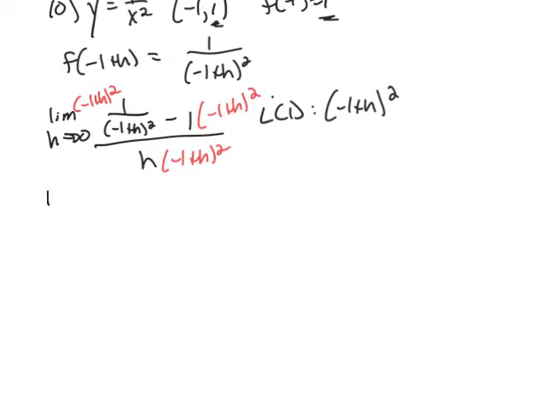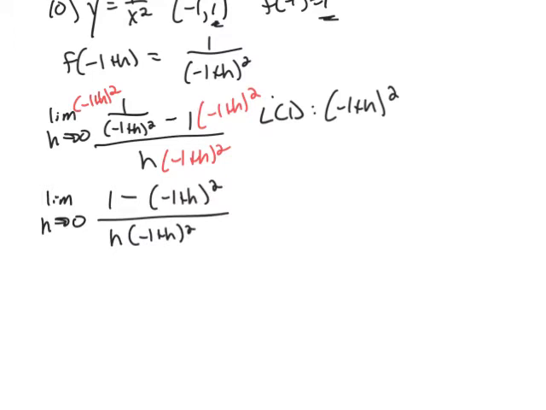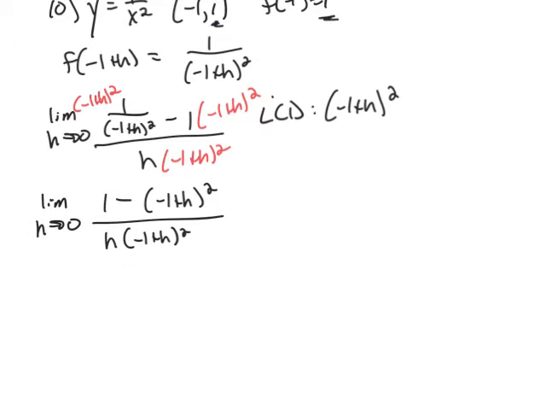All right, so it's the limit as h approaches 0. My first term is 1 minus, and then the second guy is -1 plus h squared all over h times -1 plus h squared. Now I'm going to expand that term there.